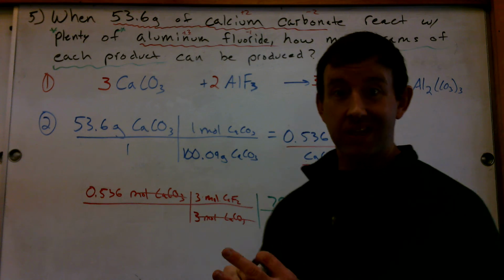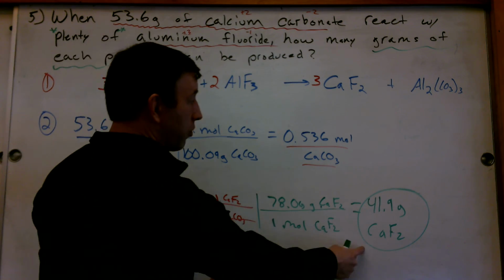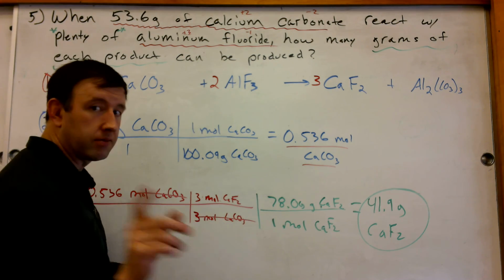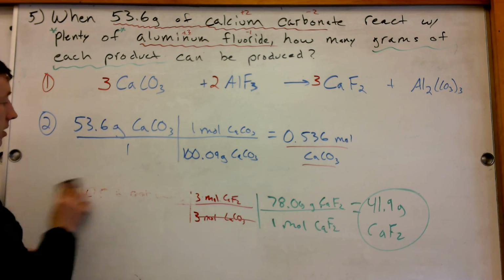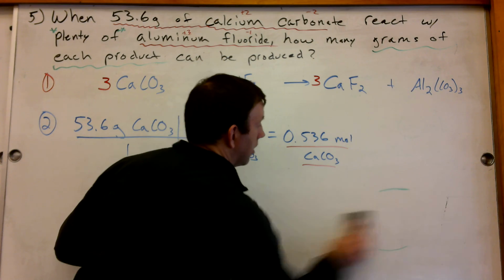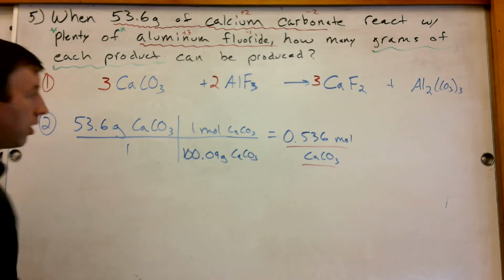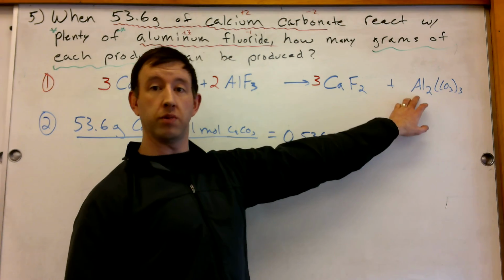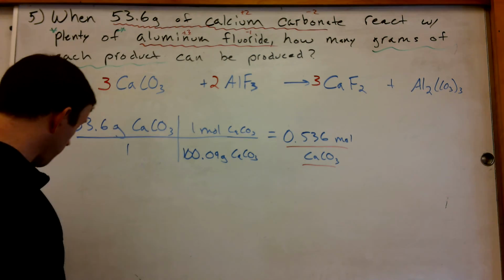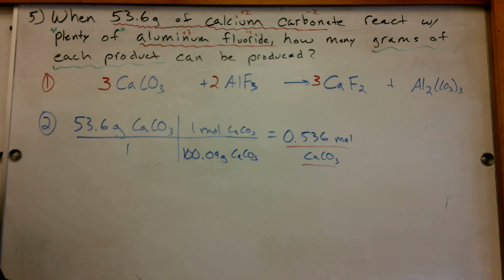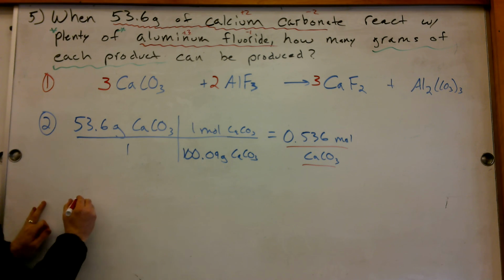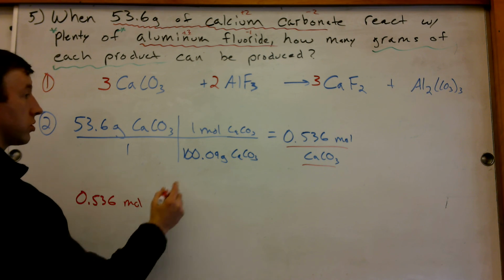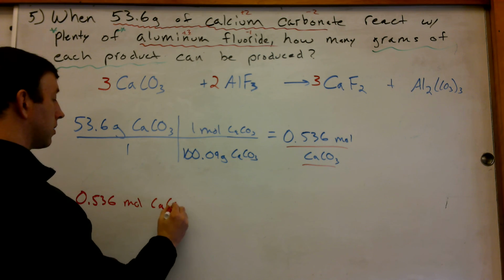Okay? So next step. All right, so we got that 41.9 grams of CaF2. I'm out of space on the board. I'm going to erase that. So if you need to copy it, copy it. All right, so I'm leaving this up here because I need this number again for the next part of the problem, which would be for the aluminum carbonate. Again, the next step here, I'm going to take 0.536 moles calcium carbonate.